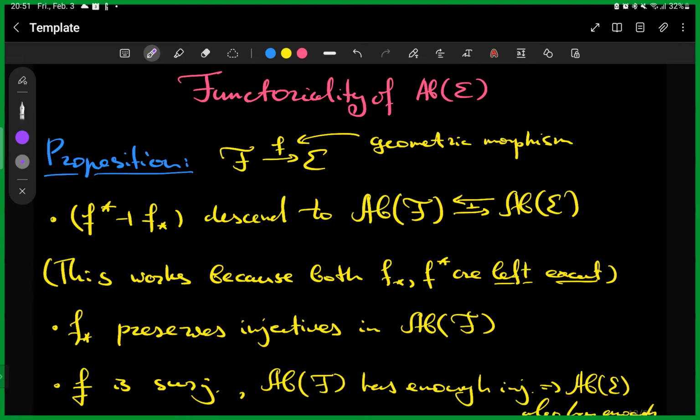So we also have the following facts. f lower star preserves injectives in the category of abelian group objects in F. And if f is surjective and the category of abelian group objects in F has enough injectives, then the category of abelian group objects in E also has enough injectives. I remind you that enough injectives means that any object in this case can be embedded, that is, there is a monomorphism into an injective object.